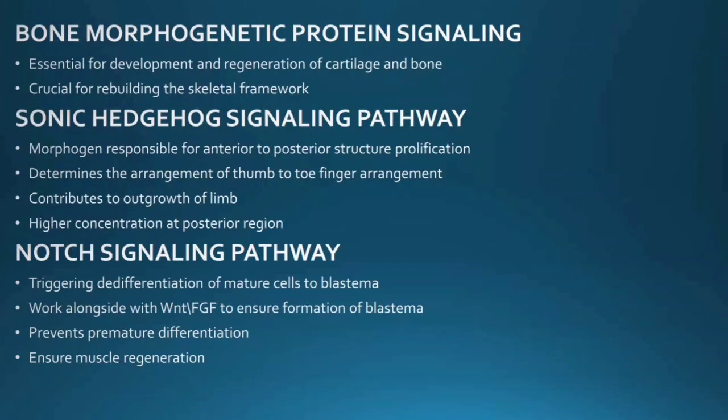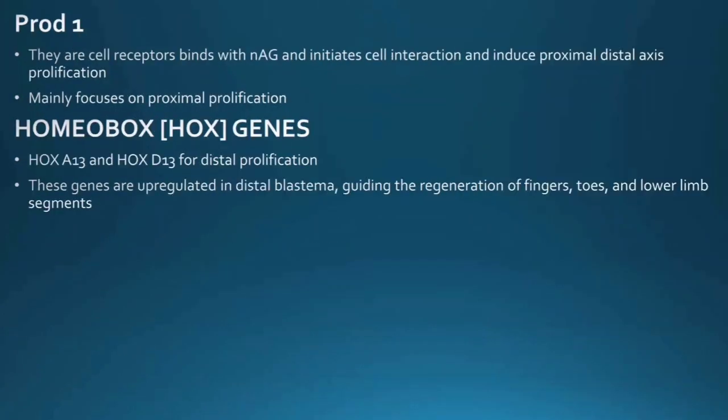Notch signaling pathway, triggering dedifferentiation of mature cells to blastema. Works alongside Wnt and FGF to ensure formation of blastema, prevents premature differentiation, ensures muscle regeneration. PROD1, a cell receptor, binds with NAG and initiates cell interaction and induces proximal distal axis proliferation, mainly focuses on proximal proliferation. Homeobox, HOX, genes, HOXA13 and HOXD13 for distal proliferation. These genes are upregulated in the distal blastema, guiding the regeneration of fingers, toes, and lower limb segments.